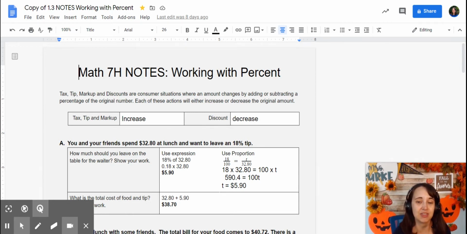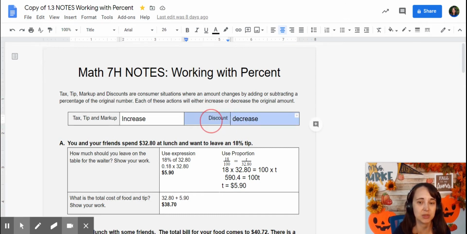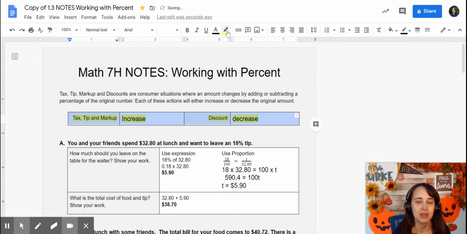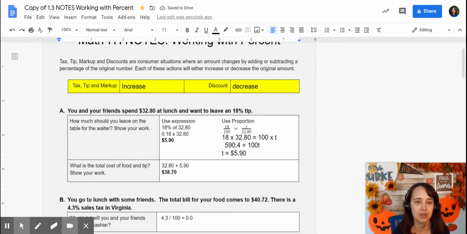First, I'm looking at these notes from Miss Falcone's class. So I can see she put some vocabulary up top here. So maybe I want to go in. I could either highlight it yellow, like highlight the text. But seeing as how this is just a table up here, I could also choose to change the fill color to yellow and just highlight that whole top.